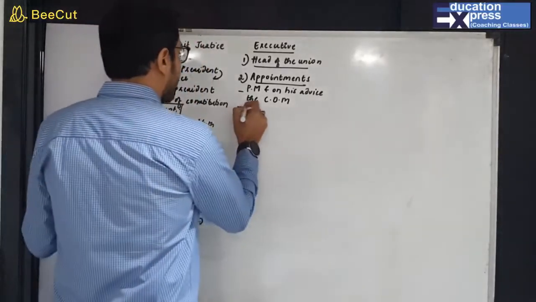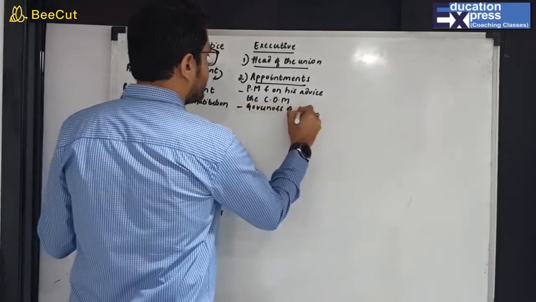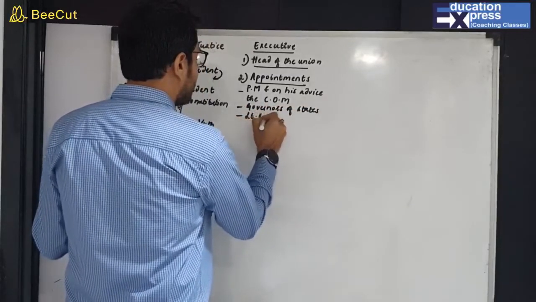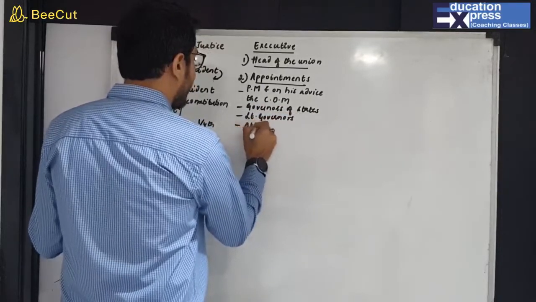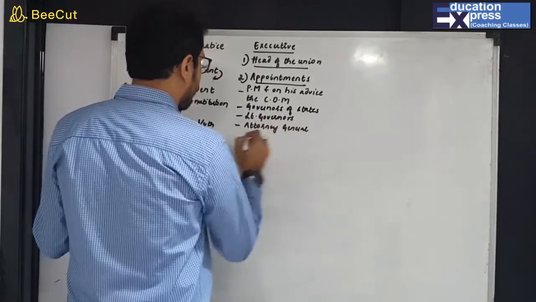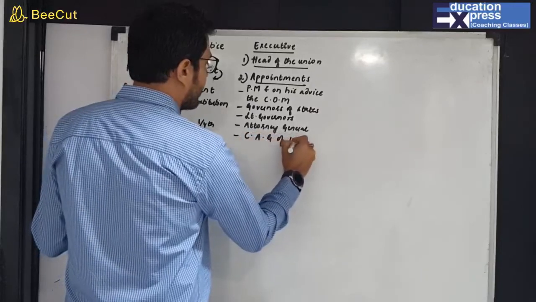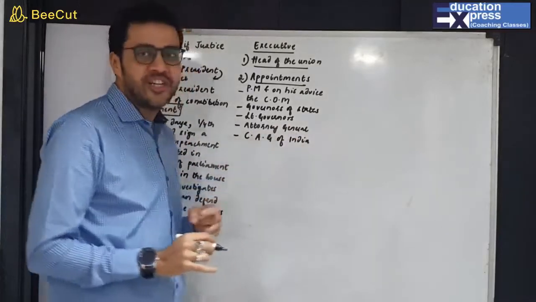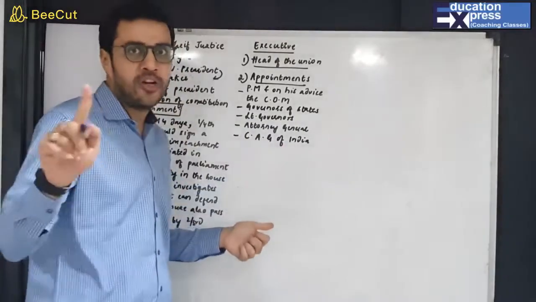Then he appoints the governors of the state, lieutenant governors, attorney general, and comptroller and auditor general of India. At least these 4 names you need to write. Comptroller and Auditor General of India. He is like the CA of our country. You have to write the full name.